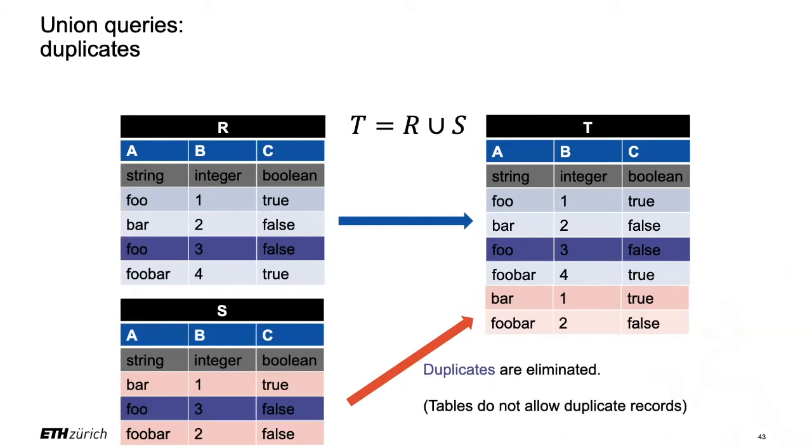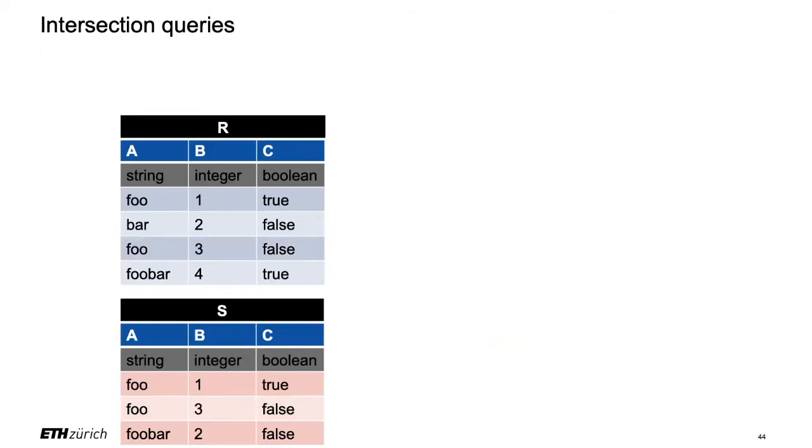So this is a counterexample showing that the total number of records in the result can be at most the sum of the numbers of the original tables, but it can also be less. It doesn't have to be equal because we eliminate duplicates. Why? Because we have sets. This is the reason why we do not have duplicate records.